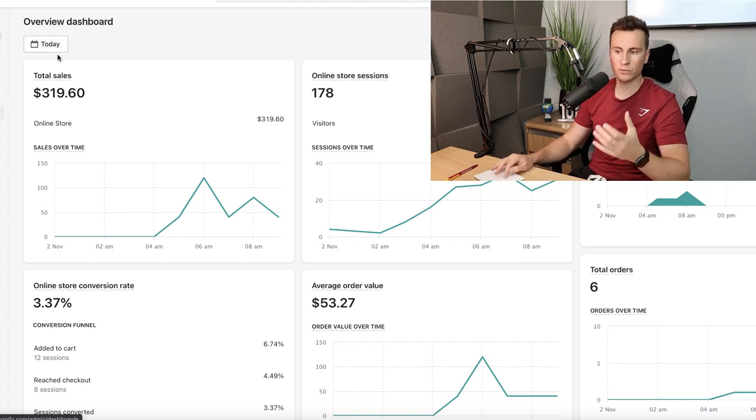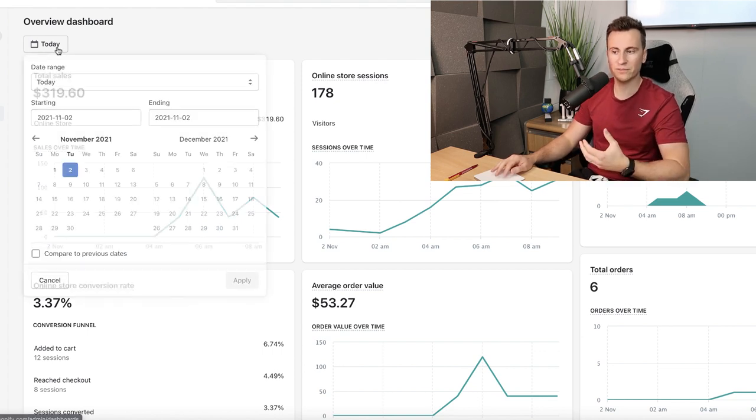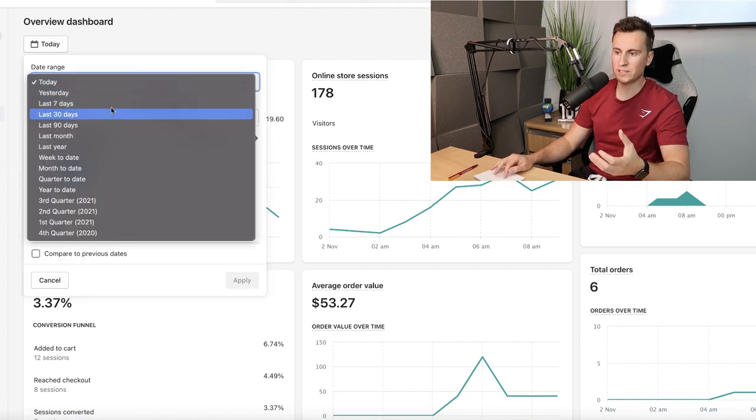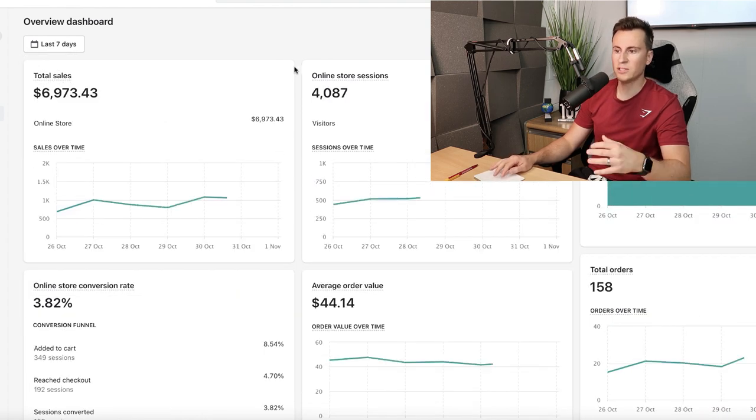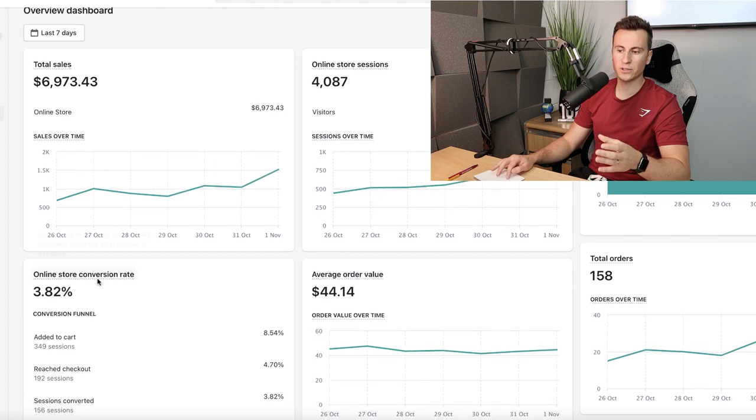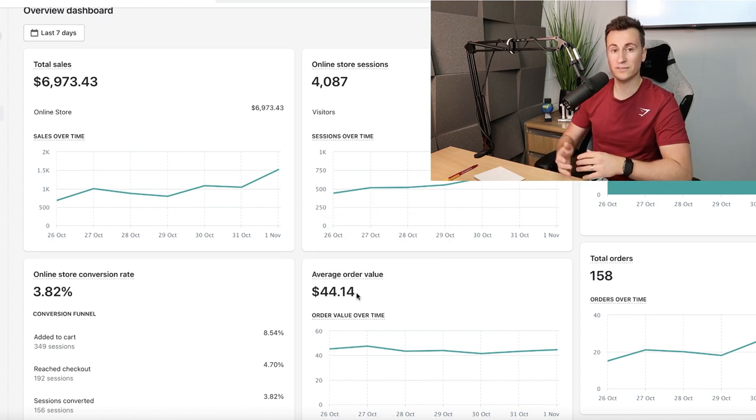So today so far, we're on $320 sales, which is really good. We're actually on par comparatively to yesterday, so we should be in for another $1,500 day. If we take a look at the last 7 days, and apply this, we can see nearly 7k in sales with a 3.82% conversion rate, which in my opinion is pretty decent considering our average order value is nearly $45.